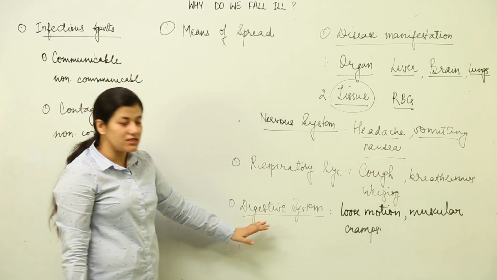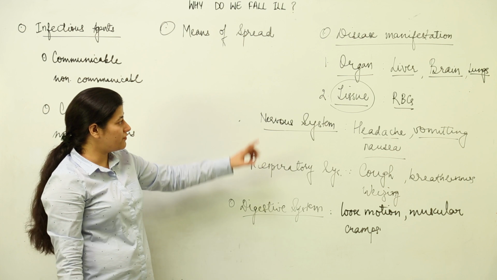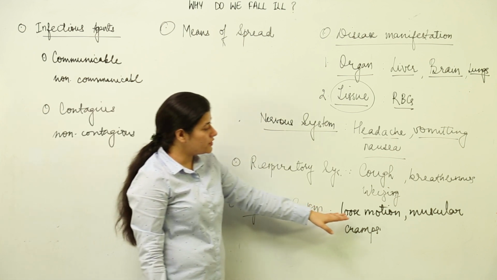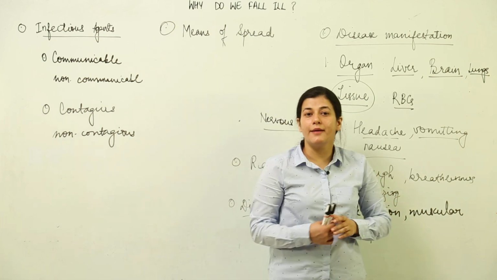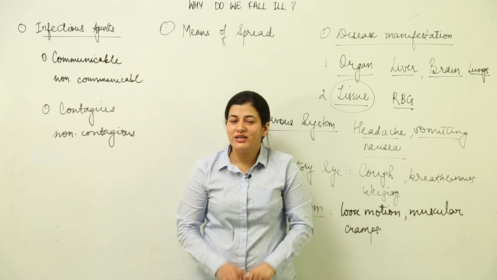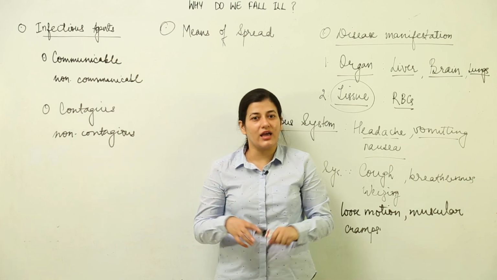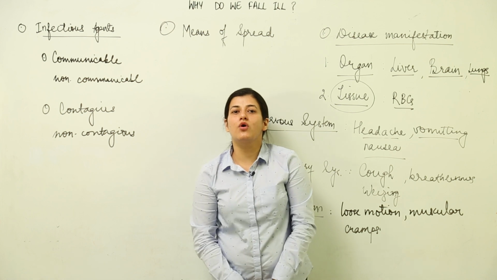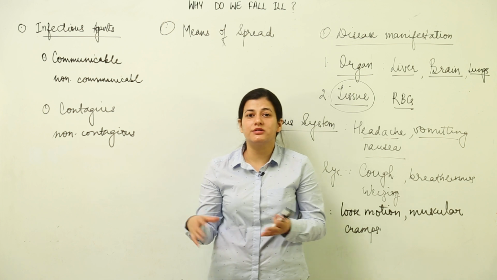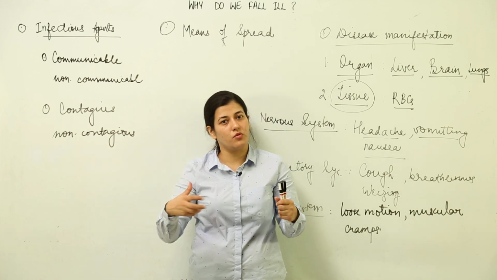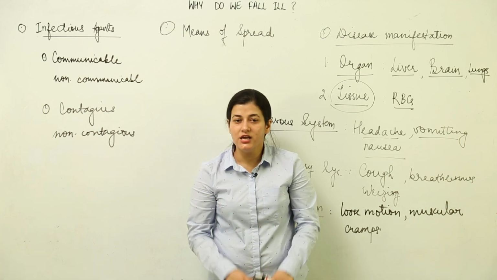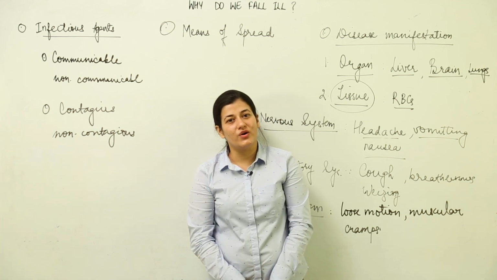And in case the digestive system has been infected and either the organ or the tissue is being targeted by the infectious agent, it would be loose motion or muscular cramps which would be seen. So, this is all about the diseases and how they are spread. Next, we are going to talk about what if the person has got the disease. We cannot leave that person altogether on their own, thinking that the body would recover on its own. We have to take care of the treatment as well. So, the next lesson is focused on treatment.